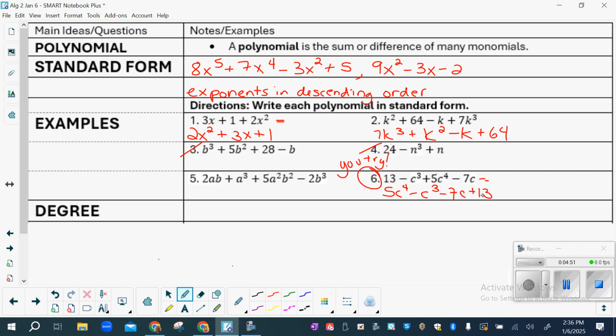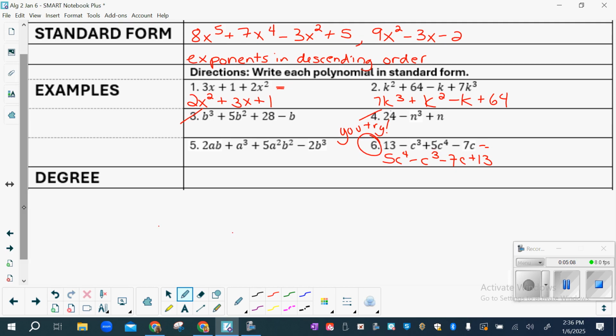When there are two variables, what we do is we look at the variable that comes first in the alphabet. Which variable comes first in the alphabet, A or B? A. And so we start with the A and we go in descending order from the A. So which one would be first here? A to the third. That goes first. And then what would come next? 5a squared b squared. And then what comes next? 2ab, because there's an A there.